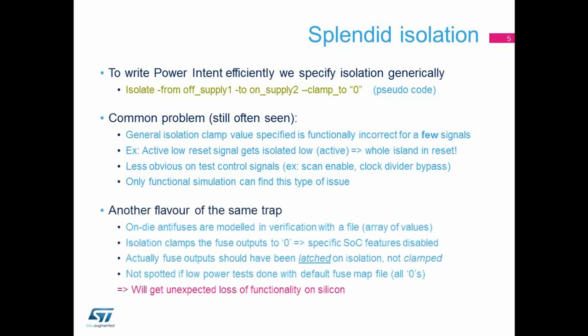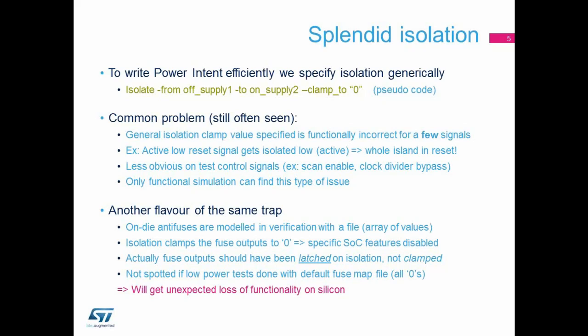Another flavor of the same trap, and these are all real experiences that came from SOC designs in Grenoble, in India, here in Bristol. This one, we had antifuses where we model the antifuse values through a file. The default values in the file are 0, and when the antifuse is 0, then the functionality is disabled in the SOC. What should have really happened is, instead of isolating the outputs of the antifuses, they should have been latched so that we preserved the value that was there. It's the static value in the fuse.